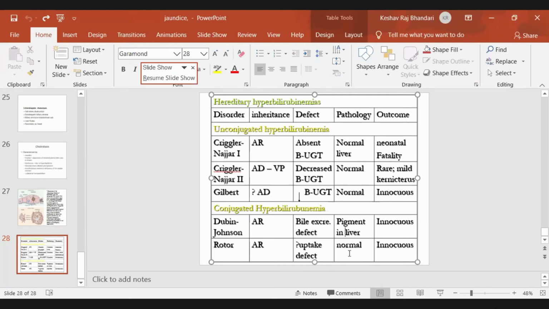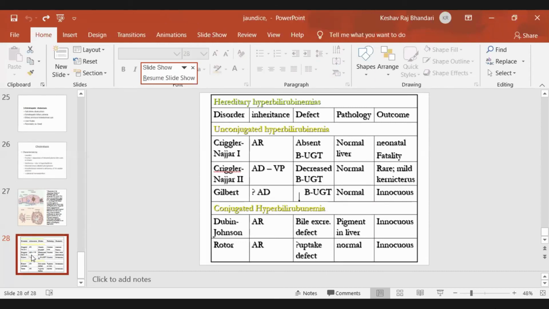So these two, Dubin-Johnson and Rotor, are conjugated hyperbilirubinemia, and unconjugated hyperbilirubinemia is Crigler-Najjar 1, 2, and Gilbert. So you should know this. The last two are because of excretory defect, and the other three are unconjugated because of absent or decreased amount of conjugating enzymes. So this is jaundice.